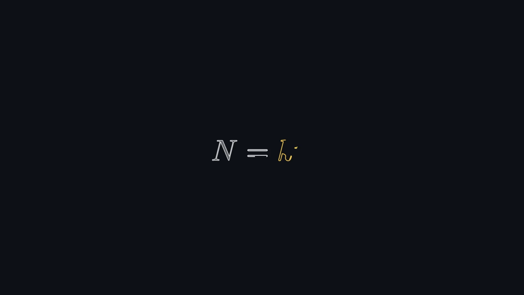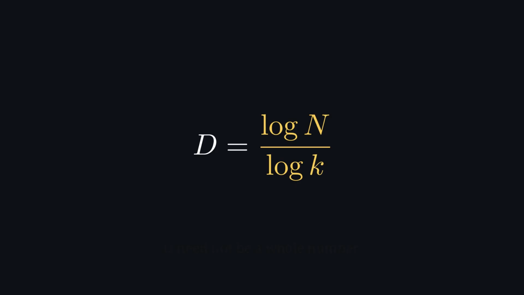So let's just turn that pattern into a definition. If shrinking by a factor of k gives you n copies of the whole, then n equals k to the power d, and d is the dimension. Solve for it and you get d equals log n over log k. And here's the beautiful part. Nothing forces d to be a whole number.